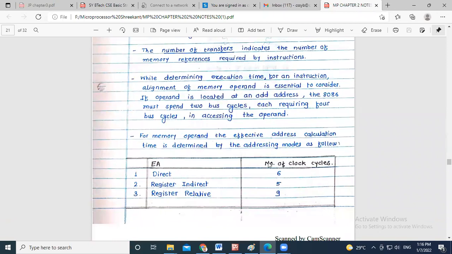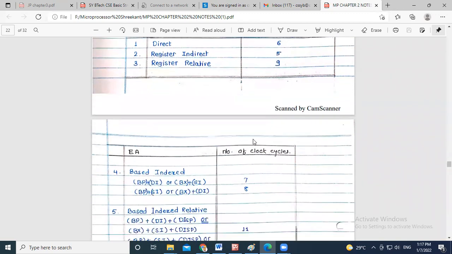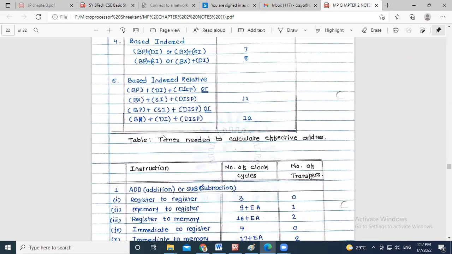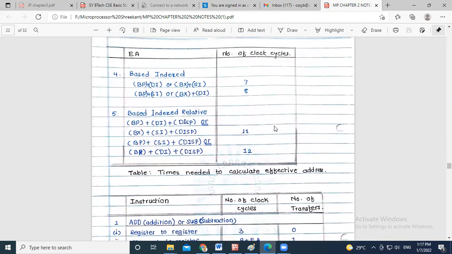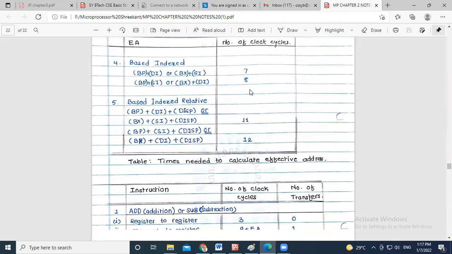So I have to make a list. You just have to remember it, with no need to do a particular implementation: the effective address with the number of clock cycles needed for the execution. Direct addressing mode needs 6 clocks, register indirect 5 clocks, register relative 9 clocks, based index 7 or 8 clocks, and based index relative 11 or 12 clocks. That is the time needed to execute the effective address. You just need a rough idea, a particular value you have to remember, and this is helpful for writing the lab examination.